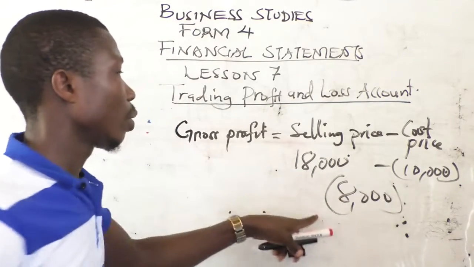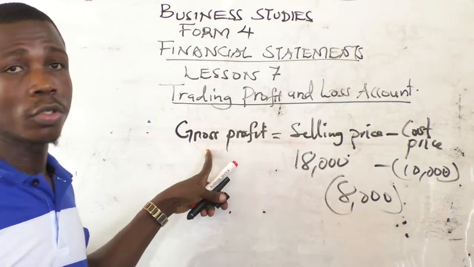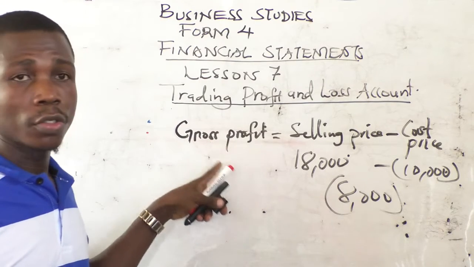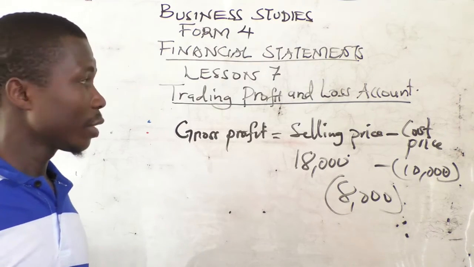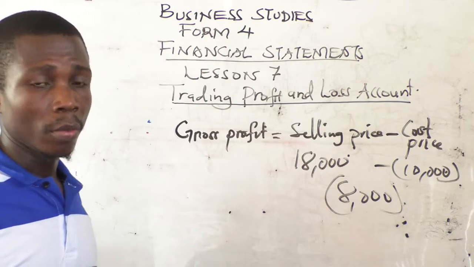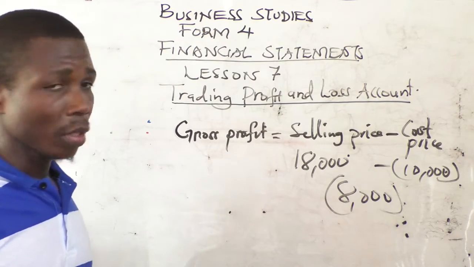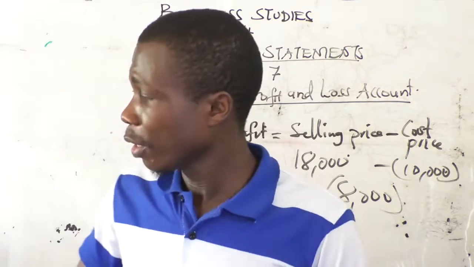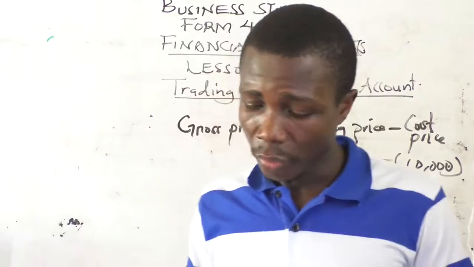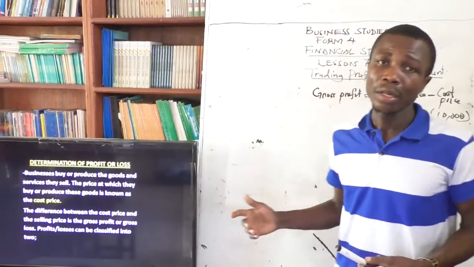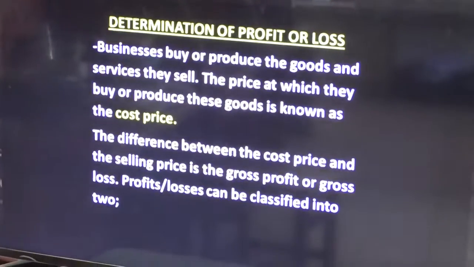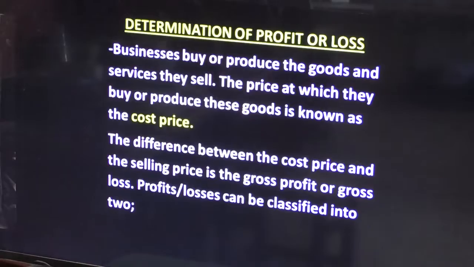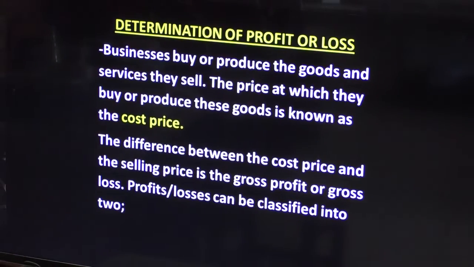So in short, that is the gross profit. So that's in the determination of the profit. But there's a lot that we are still going to talk about. This is just trying to explain whatever we've read here. We are trying to explain it in arithmetical terms. And the gross profit is all about the difference between the cost price and the selling price.